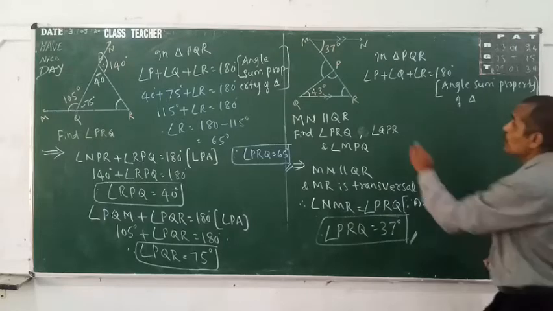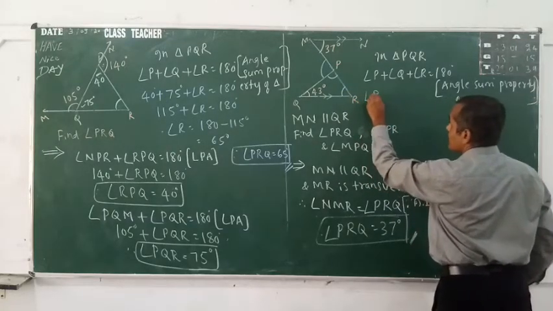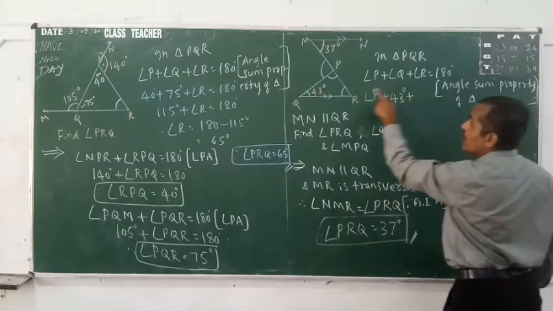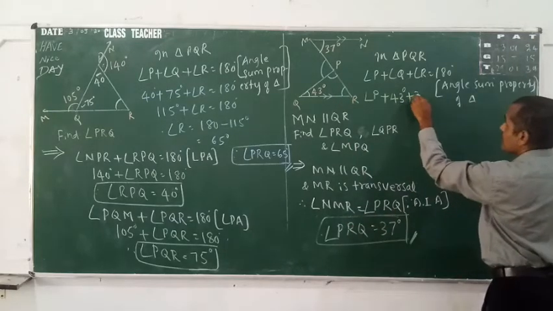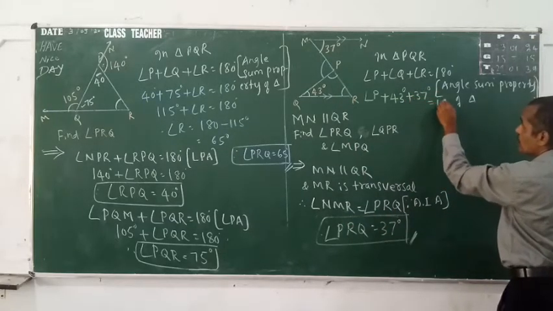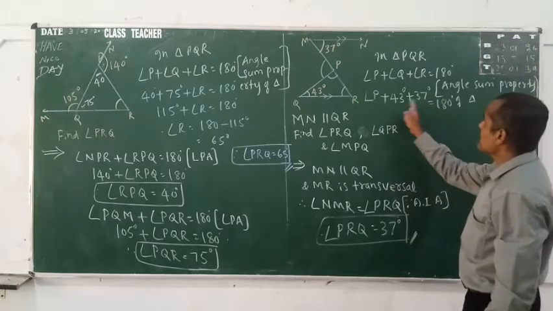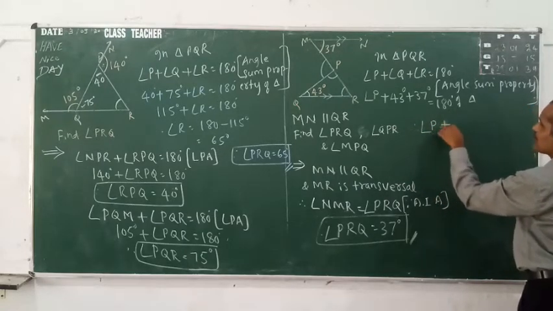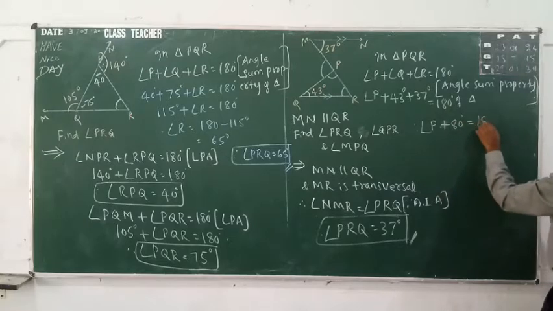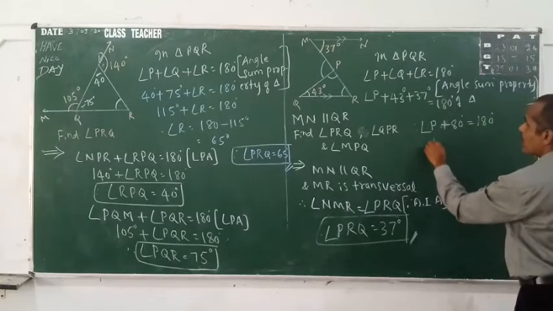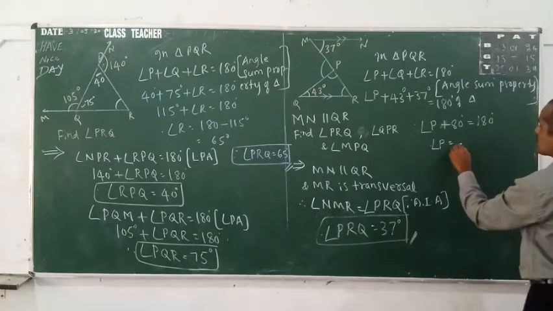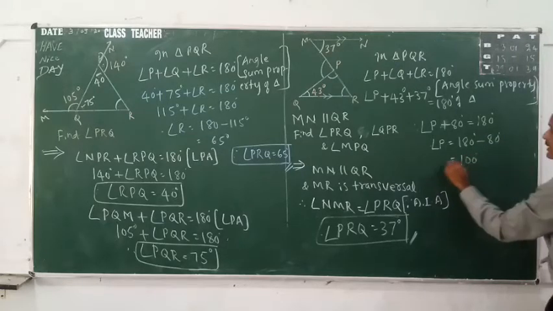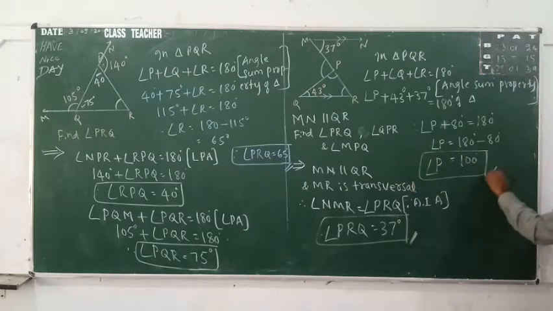Come on, what are the angles known to you? Angle P, you don't know. Angle Q, angle Q is 43, plus angle R. Angle R we have found just now, 37. 43 plus 37 is 80, so angle P plus 80 degrees is equal to 180. Okay. Therefore, angle P is equal to 180 minus 80, which is 100 degrees. Which angle did you get? Angle P is equal to 100.